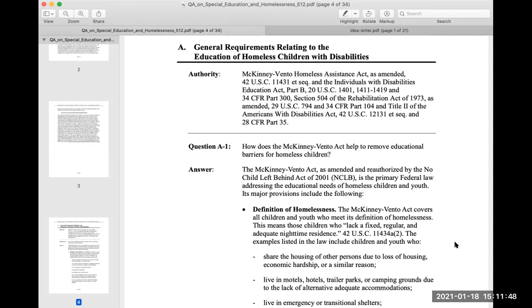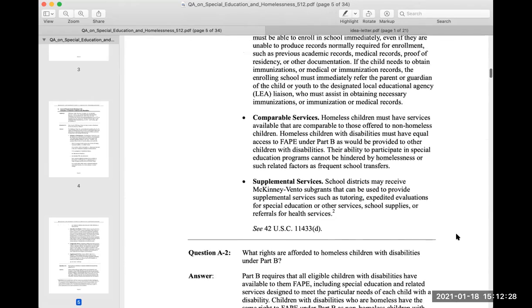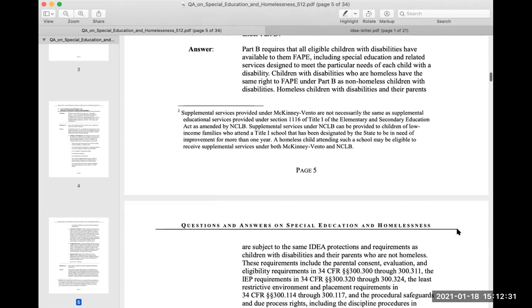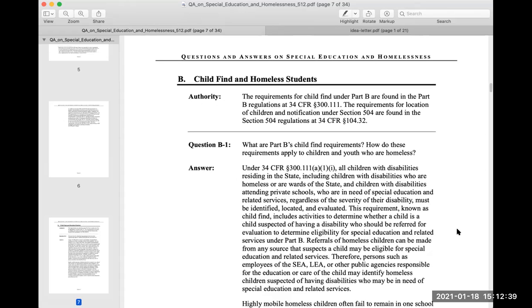Page 5. Questions and answers on special education and homelessness. Homeless children with disabilities and their parents are subject to the same IDEA protections and requirements as children with disabilities and their parents who are not homeless. These requirements include the parental consent, evaluation, and eligibility requirements in 34 CFR 300.300 through 300.311; the IEP requirements in 34 CFR 300.320 through 300.324; the least restrictive environment and placement requirements in 34 CFR 300.114 through 300.117; and the procedural safeguards and due process rights, including the discipline procedures in 34 CFR 300.500 through 300.536.